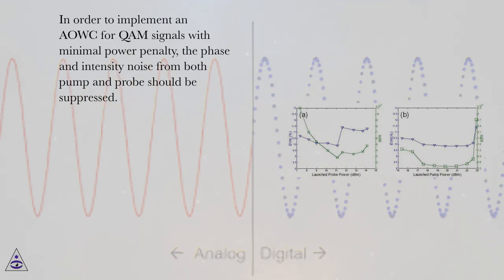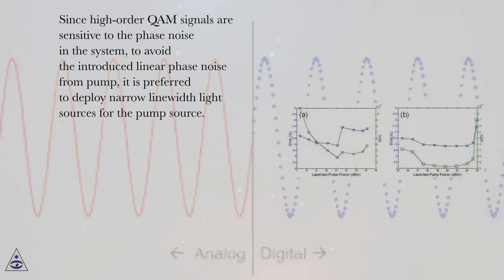In order to implement an AWOC for QAM signals with minimal power penalty, the phase and intensity noise from both pump and probe should be suppressed. Since high-order QAM signals are sensitive to the phase noise in the system, to avoid the introduced linear phase noise from pump, it is preferred to deploy narrow-linewidth light sources for the pump source.